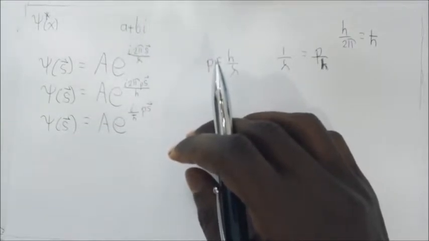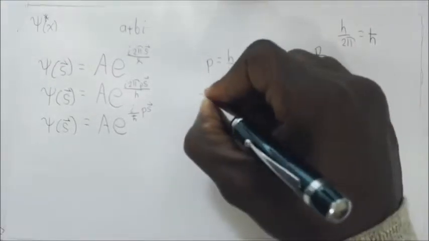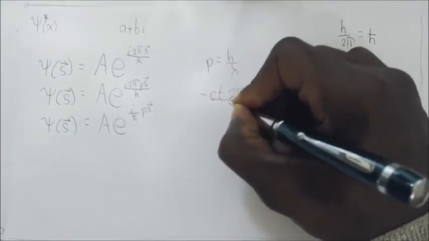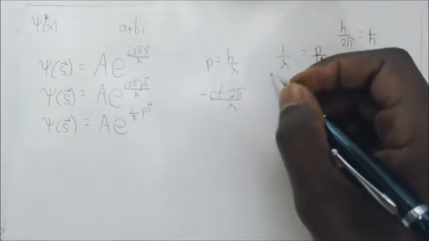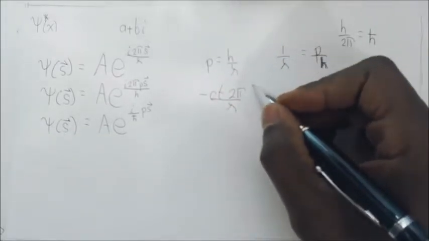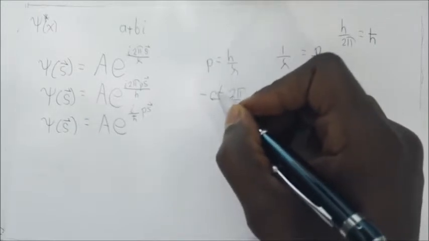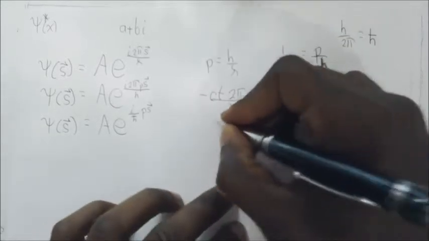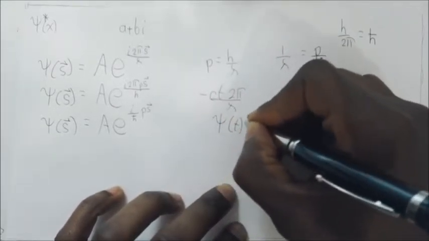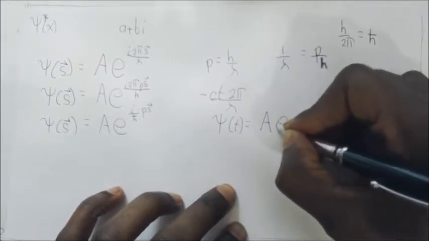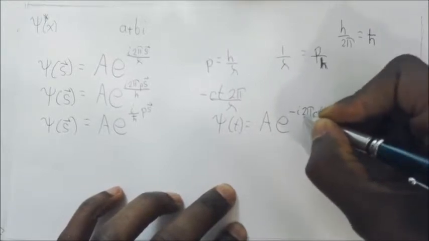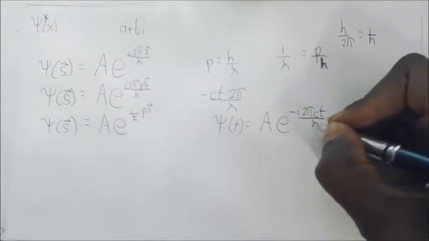equal to the point's linear displacement relative to the curve, which can be written as minus c times t times 2 pi over lambda, where c is the speed at which a wave is traveling, t is the elapsed time, so c times t is the displacement, and lambda is a wavelength. This means now that psi of t is equal to A times e to the minus i 2 pi c t over lambda.